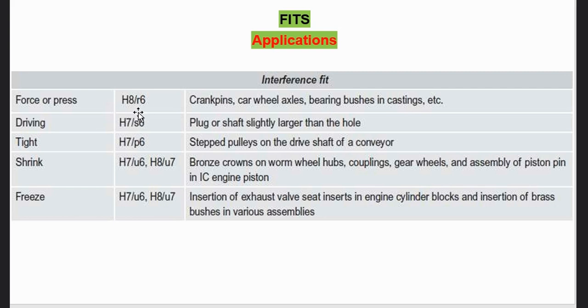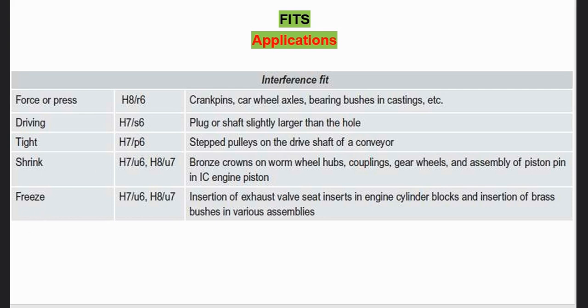Here you can see R, small s, small p, small u. These are nothing but fundamental deviations used to design the shaft. I hope it is clear to you that a capital letter represents a hole and small letters represent a shaft, whereas the numerical digits that you see, 1, 2, 3, are representing the IT grade. This combination helps you to calculate tolerances.